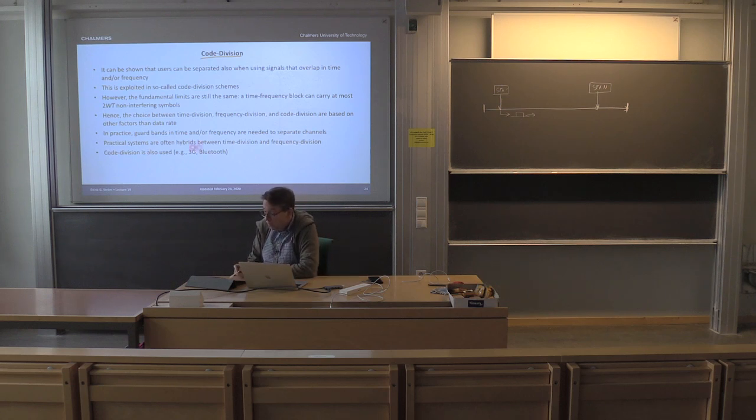Practical systems are often hybrids, and code division is also used, for instance, in 3G, and Bluetooth also uses a type of code division called frequency hopping. Questions?